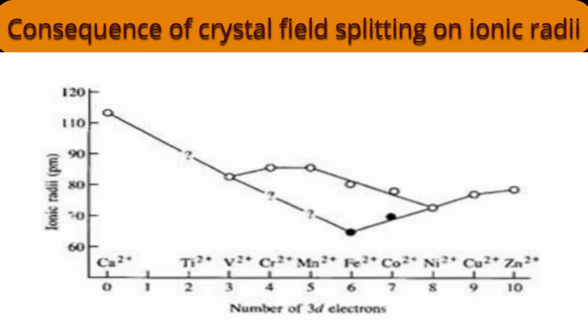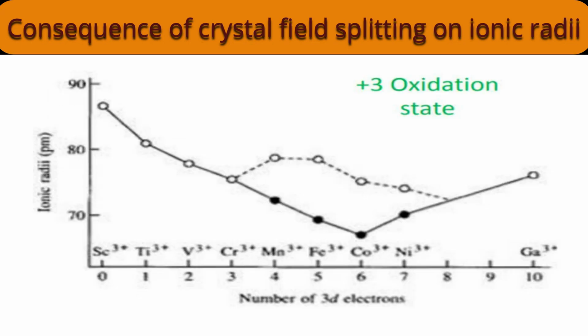Let us understand the variation of ionic radii of tripositive metal ions. Here both high spin and low spin cases are shown one time only. Let us talk about the high spin cases. By hollow white circles, the high spin cases are mentioned. If I start from scandium plus 3, where D0 electronic system is a reference point.